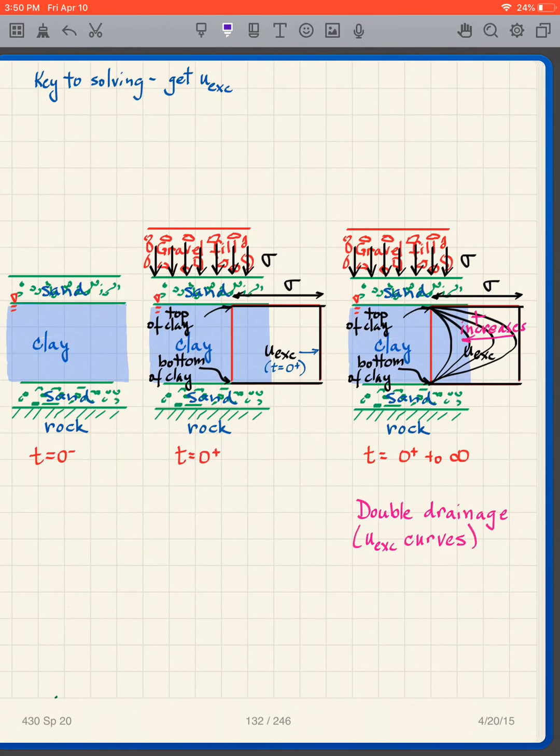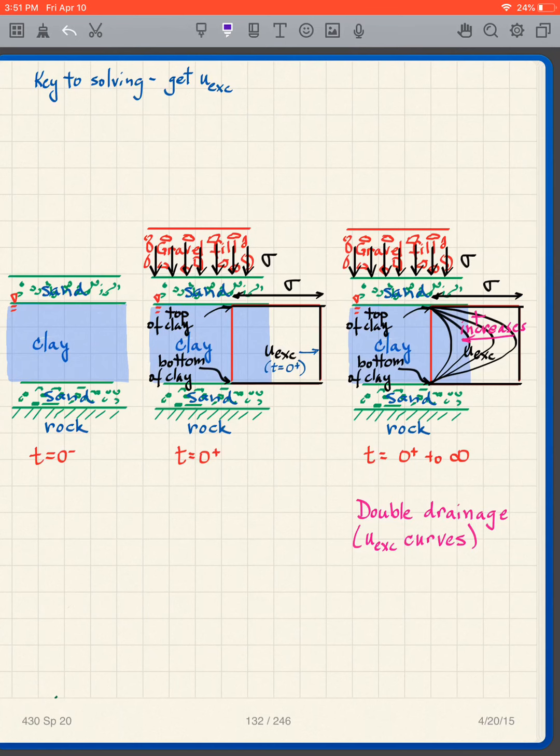The key to solving these problems, again, is getting the U excess. If we can get the U excess, we can solve these problems very easily. We have to go back to how we analyze these problems. You know, we had t equals 0 minus, t equals 0 plus, t equals infinity. So let's look at those, and then we'll talk about the in-between stages.